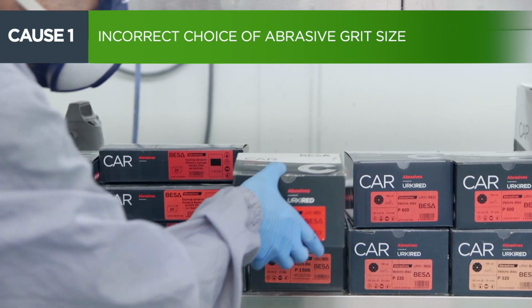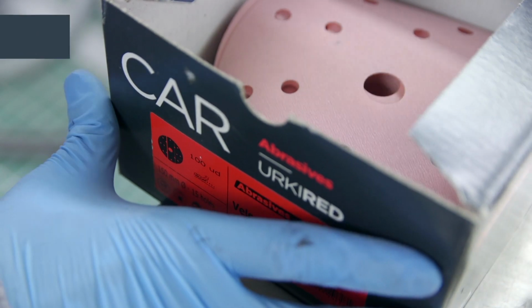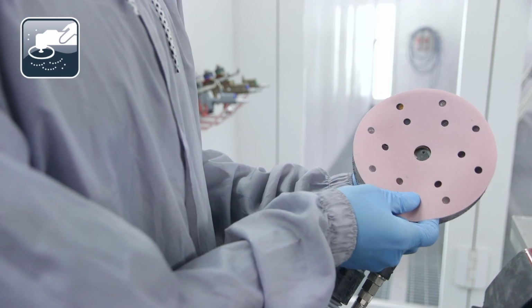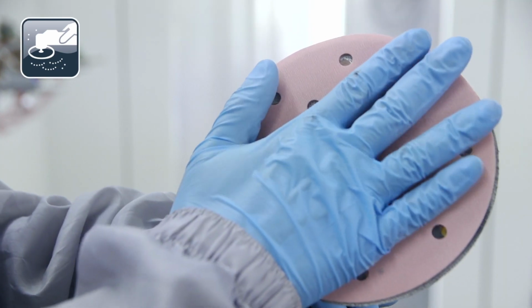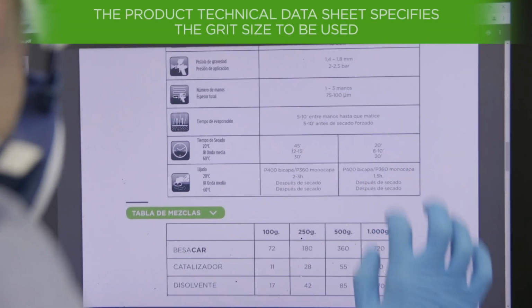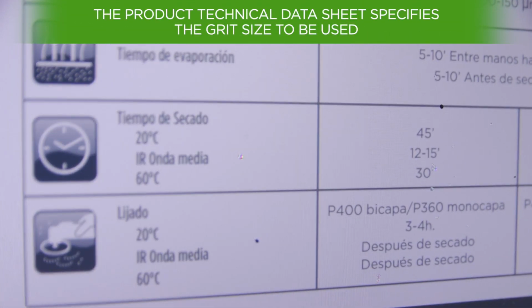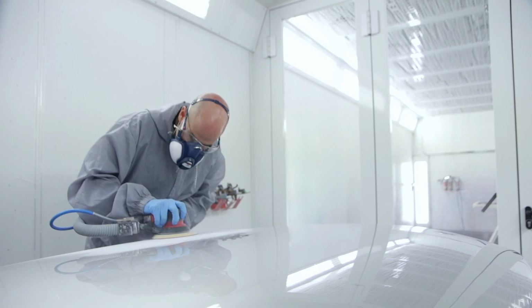If you choose a coarser grit than what is recommended, it will cause a mark that is too deep to be levelled by the paint layer. Follow the instructions provided in each product's technical datasheet, which will specify the grit size to be used.